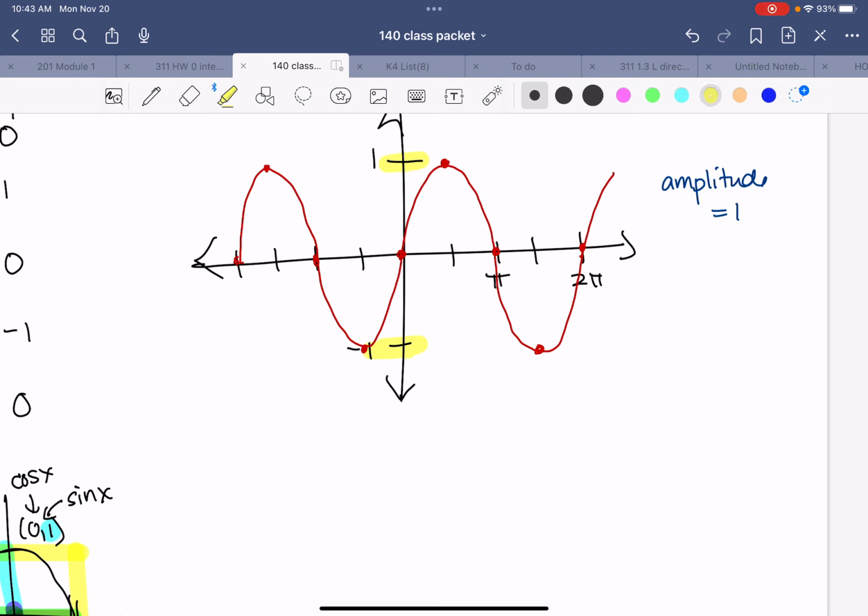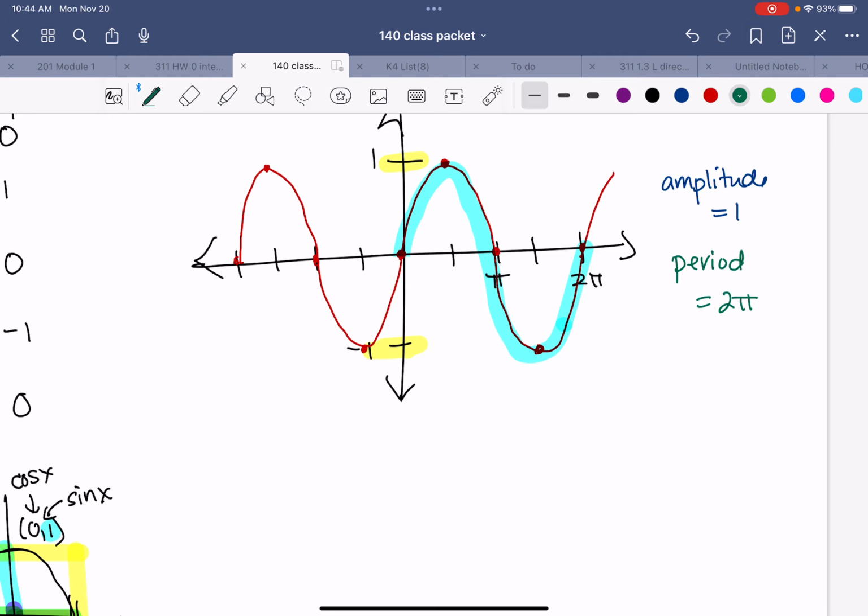The period, we often talk about the period of a trig function. So you want to know how far does it go before it repeats itself. So essentially we get this section that we graphed and then it repeats. So the period here is 2 pi, because it goes from 0 to 2 pi and then it starts to repeat and repeat and repeat.